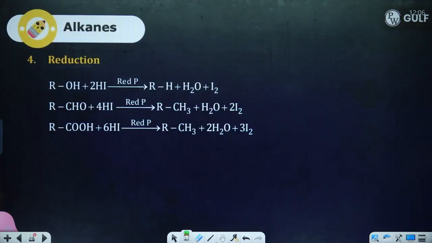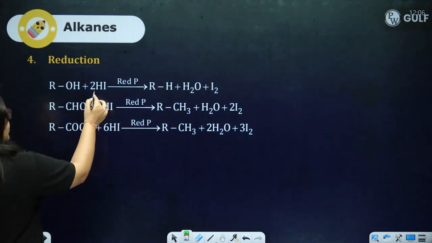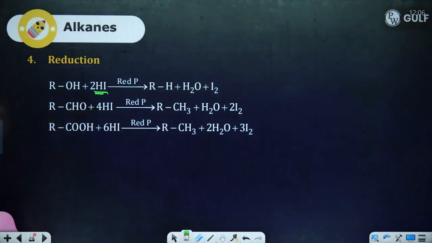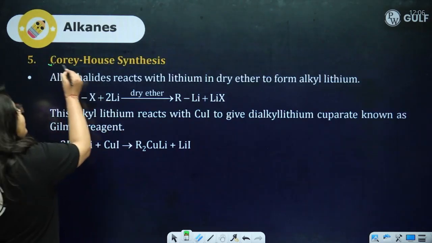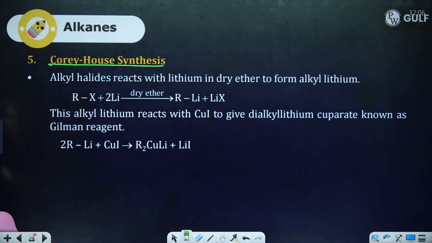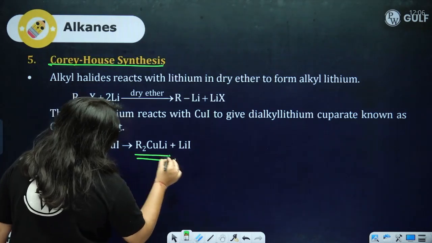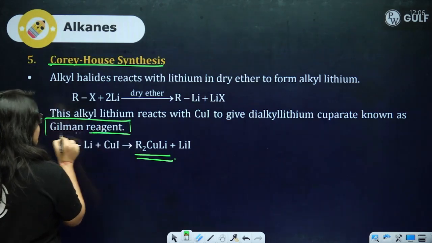Now, finally, reduction. This is what I've already explained to you, that when red phosphorus in the presence of HI reacts with alcohol, aldehyde, or carboxylic acid, it gives rise to alkanes. So these are the various methods of preparation, but there is another preparation, that is Corey House synthesis. In Corey House synthesis, we use Gilman's reagent, beta. This is R2CuLi.